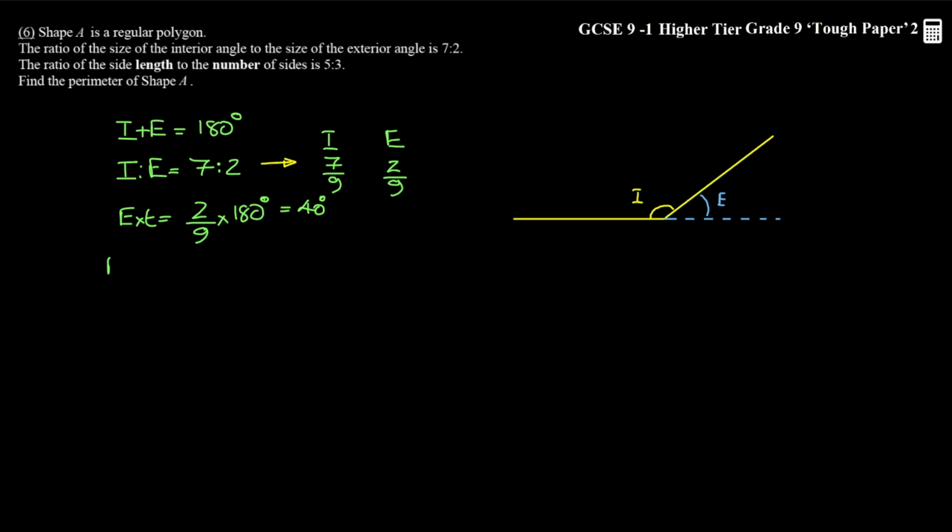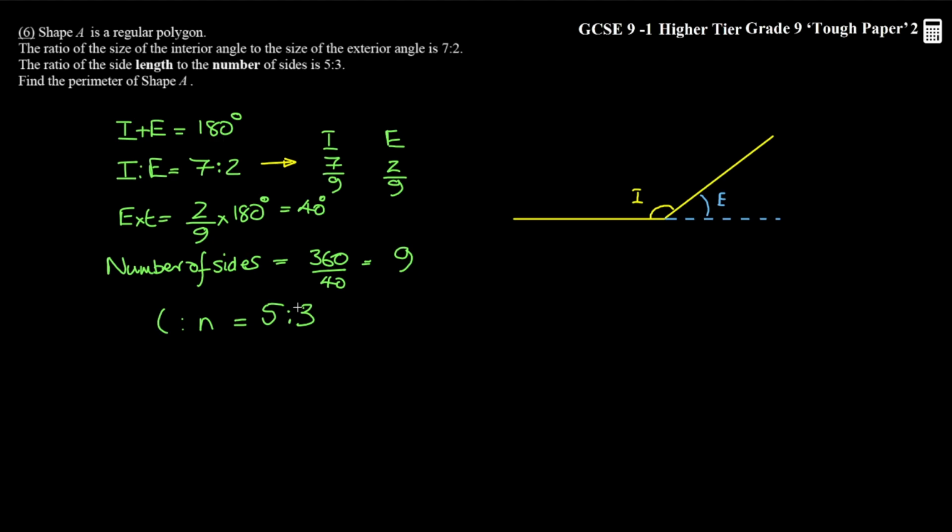So now I can say the number of sides is equal to 360 divided by 40, and that is equal to 9. So now dealing with this second ratio, where they say that the length of the sides to the number of sides is 5:3.